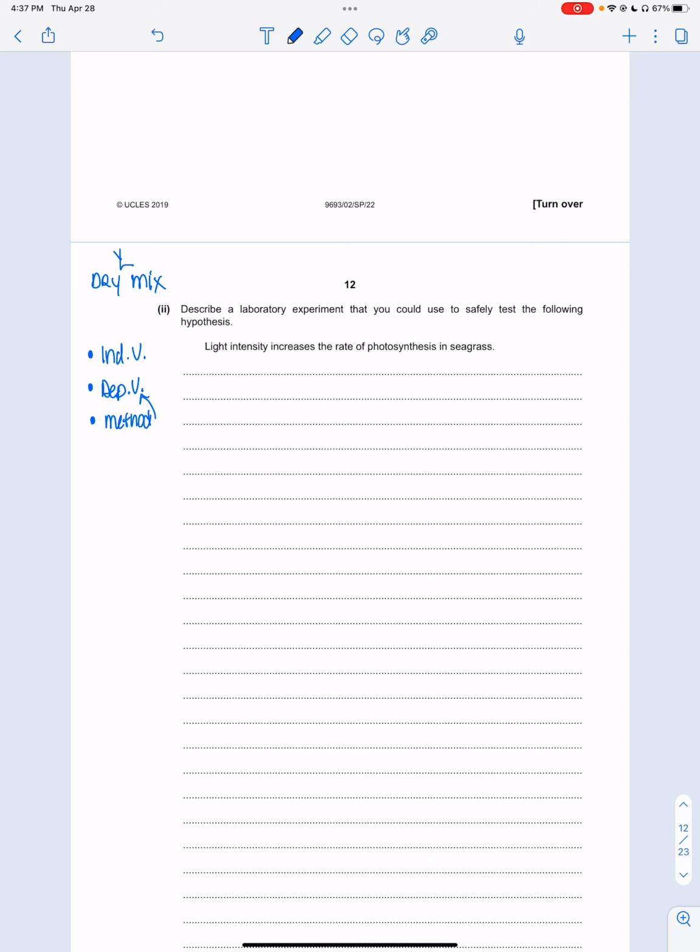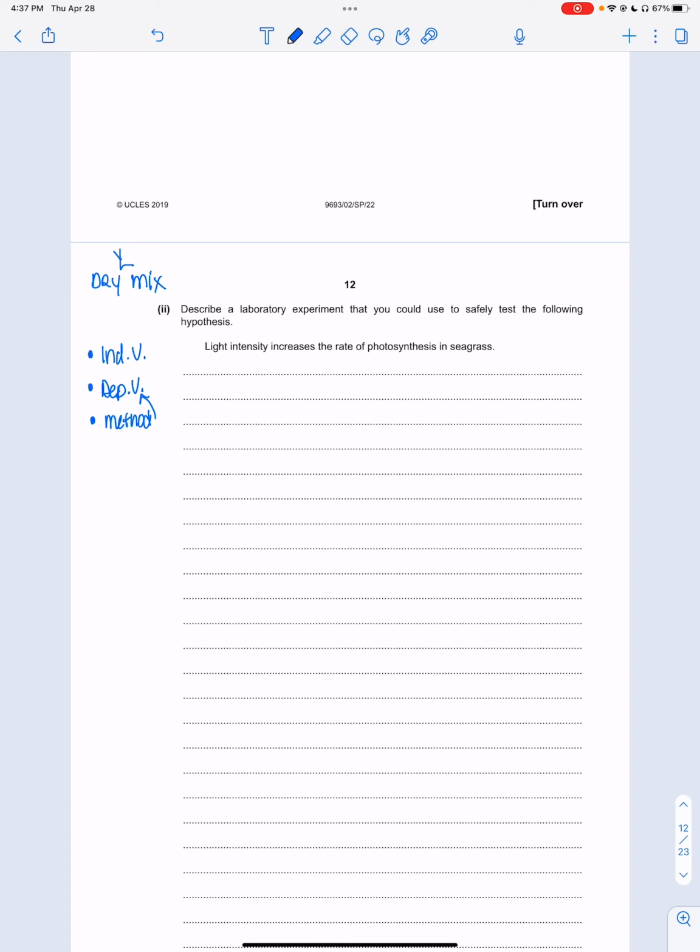Okay, I'm getting on. So, any two, it says on your mark scheme, and this is a new skill that's being tested. The mark scheme is saying state two control variables. And control variables, just to remind you, are things that you're going to keep the same, things that you're going to maintain throughout the experiment, to make sure that they are not a factor in your experimental results.